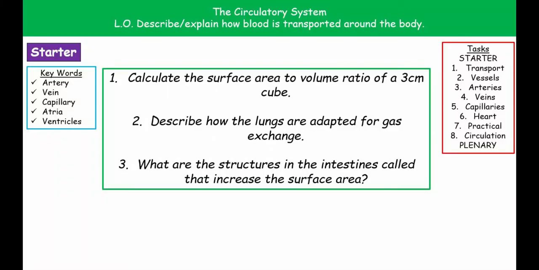What we're going to be doing in today's lesson is having a look at the circulatory system. So hopefully by the end of today's lesson you're going to be able to describe what the circulatory system is and explain how we transport blood around our bodies.